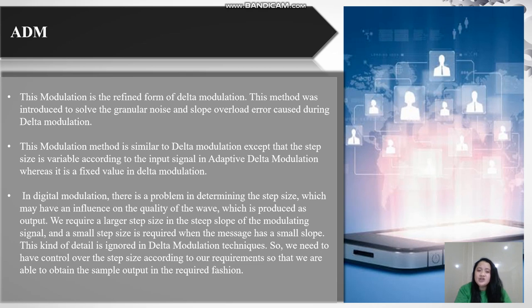In delta modulation, there is a problem in determining the step size, which may have an influence on the quality of the wave which is produced as output. We require a larger step size in the steep slope of the modulated signal, and a small step size is required when the message has a small slope. This kind of detail is ignored in delta modulation techniques, so we need to have control over the step size according to our requirements so that we are able to obtain the sample output in the required fashion.